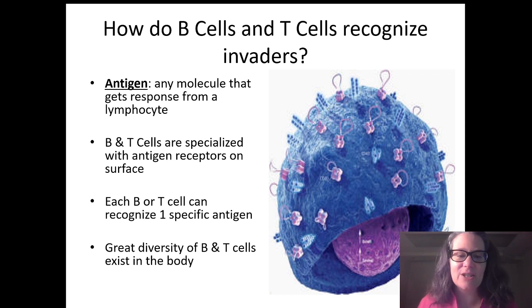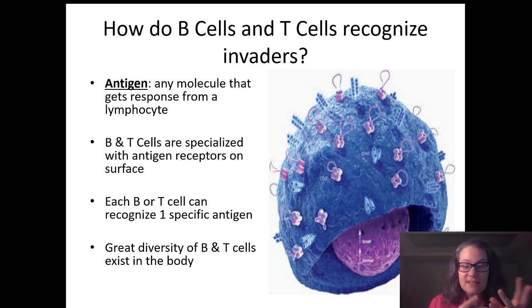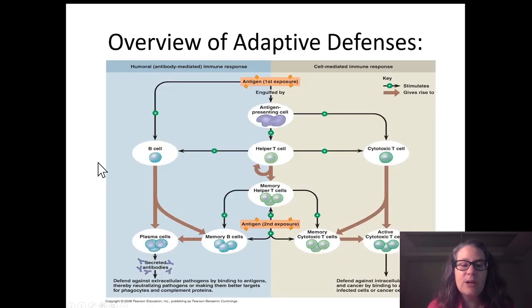Now, B cells and T cells are specialized with antigen receptors on their surface, and that means they can only dock and bind to one kind of antigen. That means each B and T cell can only recognize one specific antigen and deal with it. And that's why you need so many different kinds and numbers of these B cells and T cells. You need them existing in your body so that when different kinds of pathogens come along, or toxins or things that can get a response in you, you have a group of these cells that are able to attack and defend your body.